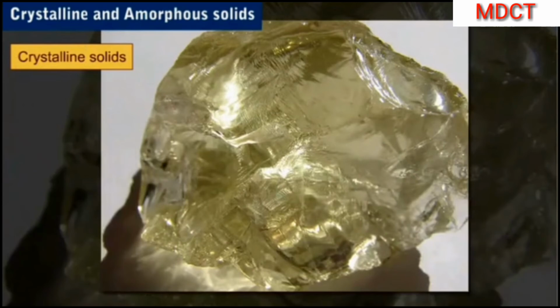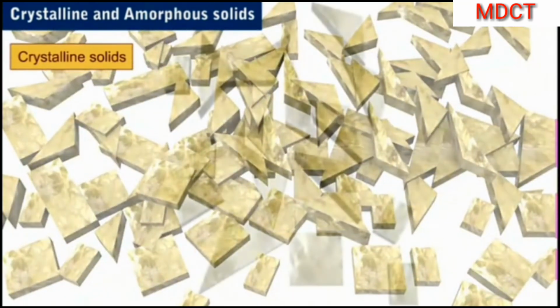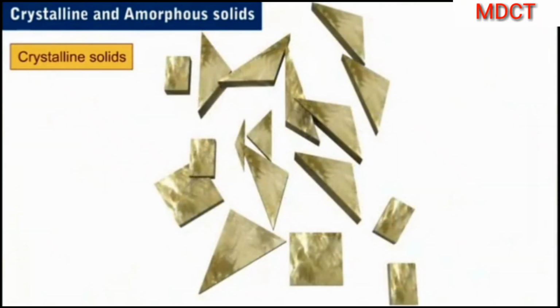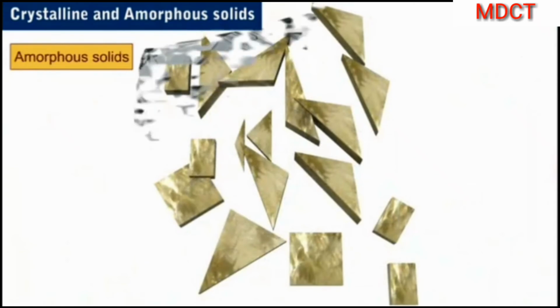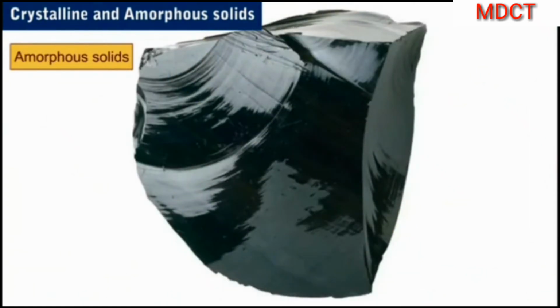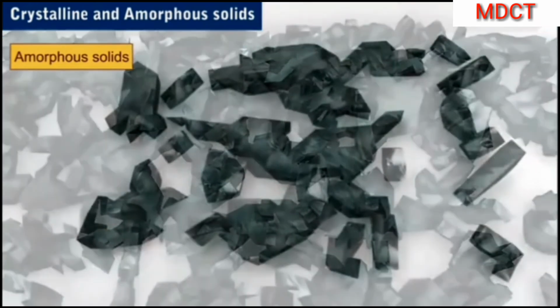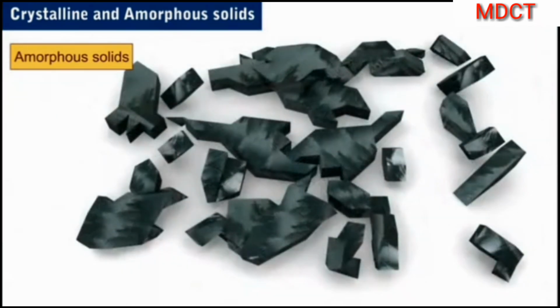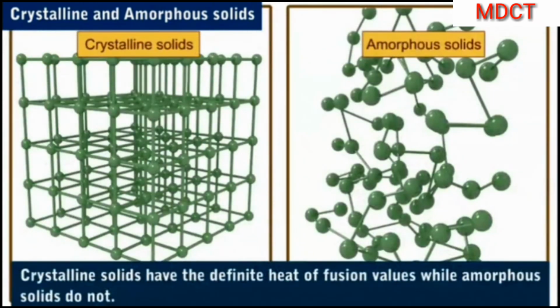If a crystalline solid is broken into pieces, the small constituents will have the same smooth and plane surfaces. However, if an amorphous solid is broken into pieces, the small constituents will have irregular surfaces. Crystalline solids have definite heat of fusion values, while amorphous solids do not.